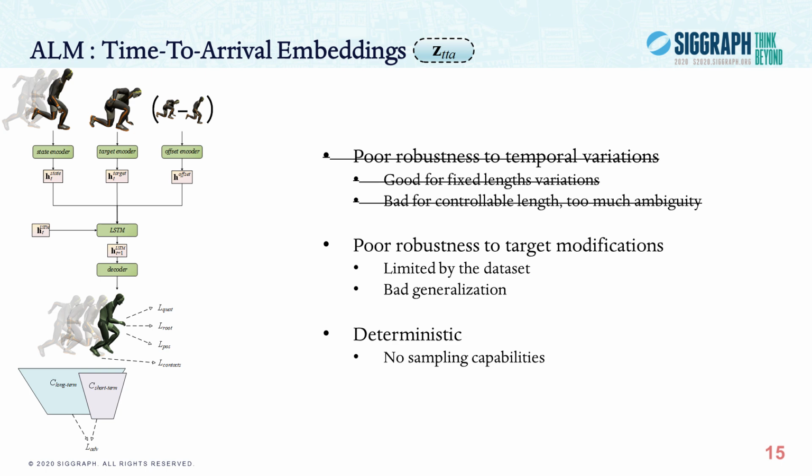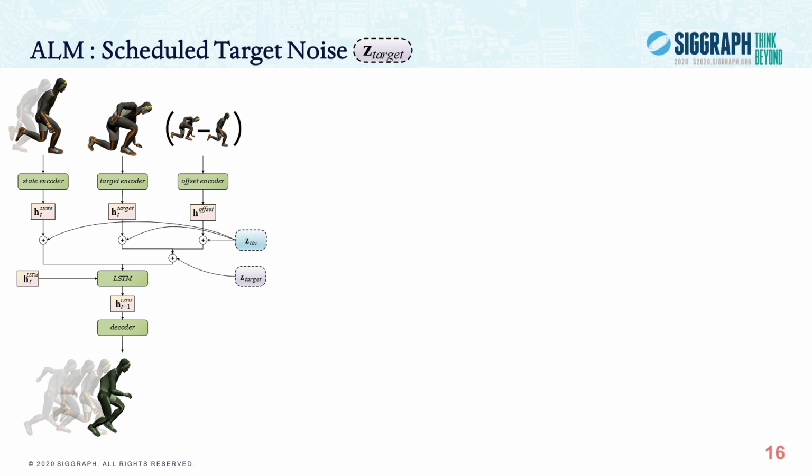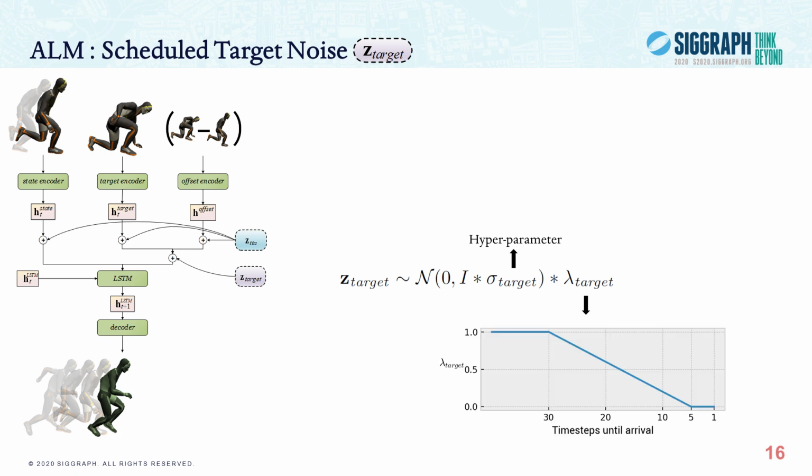The other limitations listed previously are addressed through another latent modifier called the scheduled target noise. This scheduled target noise is applied only to the target and offset representations and is sampled once per transition from a spherical zero-centered Gaussian distribution scaled by sigma target, which is a hyperparameter set to 0.5 in our experiments. The schedule comes from a scaling factor, lambda target, that evolves through time so that near the end of the transition, the representations are noise-free.